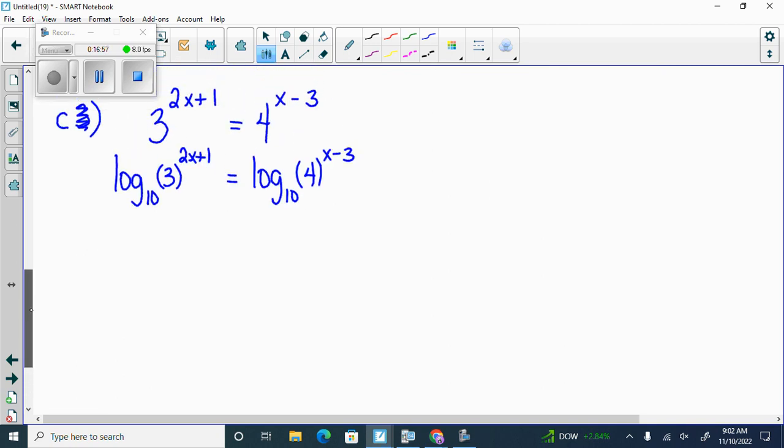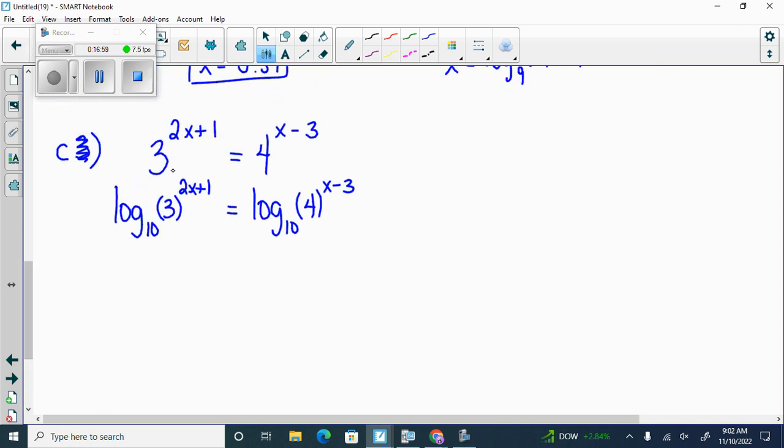Take your exponent, drop it in front in brackets. You remember to distribute. And you can only drop it in front of a log because that's the power rule of logs, and it's on your formula sheet. Remember, on your formula sheet it states that if I have log base b of m to the n, I can take the n and drop it in front and write n log base b of m. I can drop it only with a log. It has to have the word log there. So we have 2x plus 1 times log base 10 of 3 equals x minus 3 times log base 10 of 4.